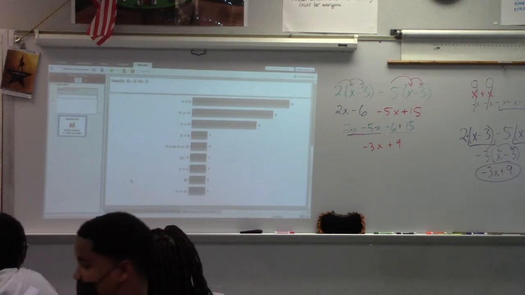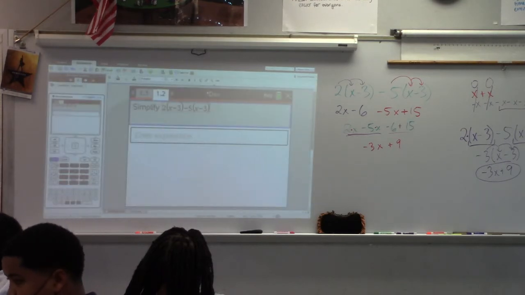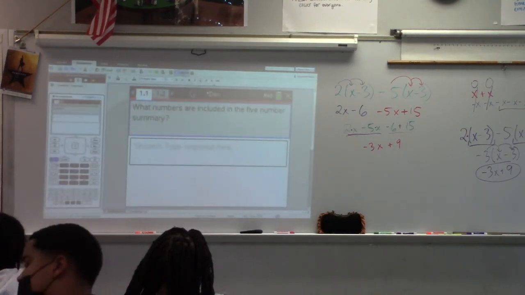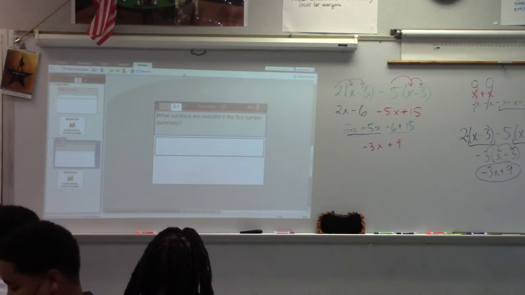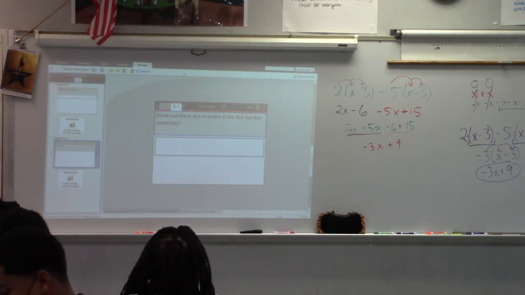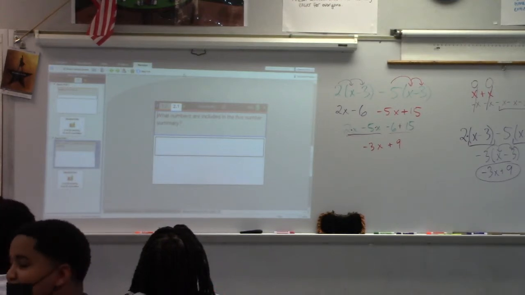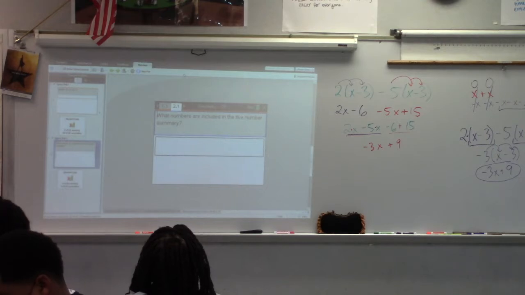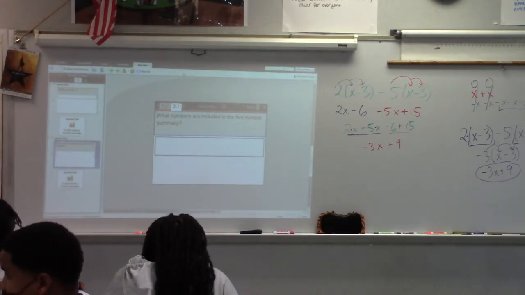So, let's move forward. It's just giving us more practice and looks at simplifying. What I will say is, I have one more question I want you to think about. So what numbers are included in a 5-number summary? And so please note, I'm not asking you to give me actual numbers, I'm just asking what are the numbers included in a 5-number summary?